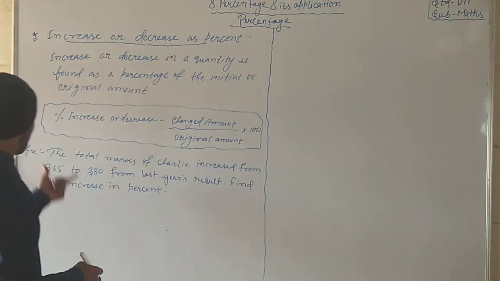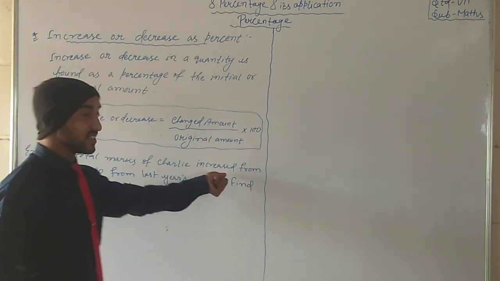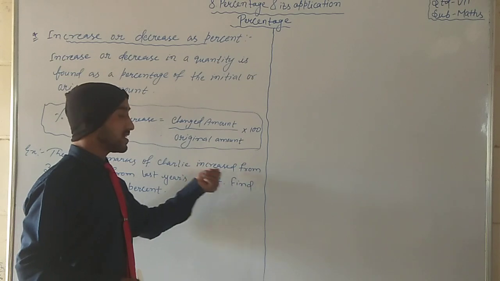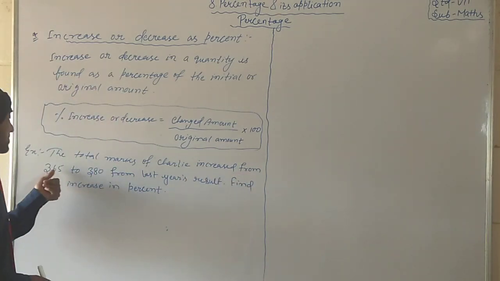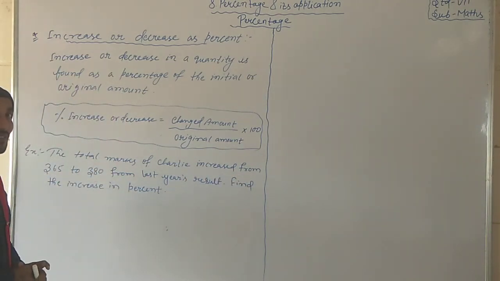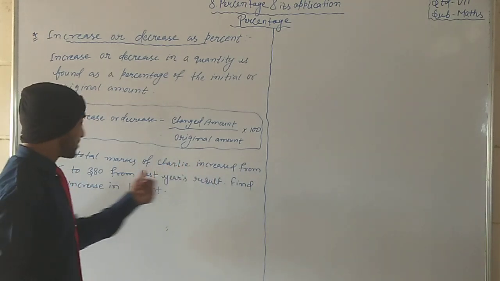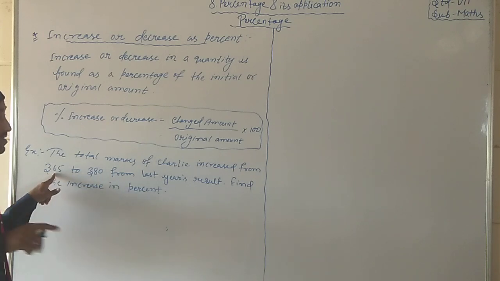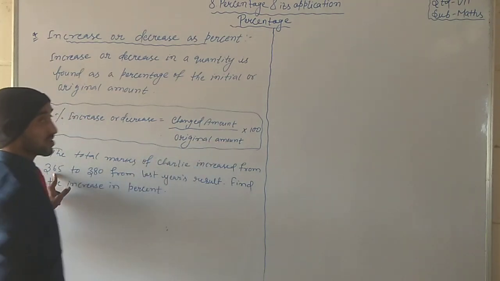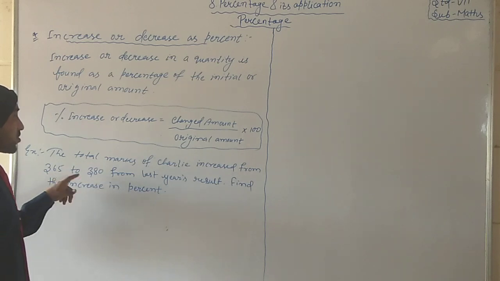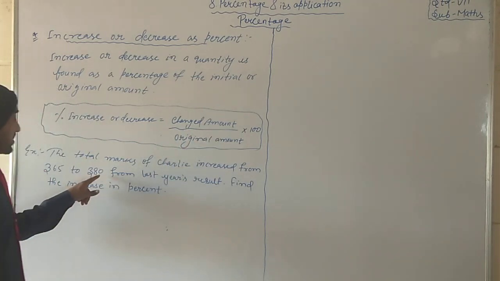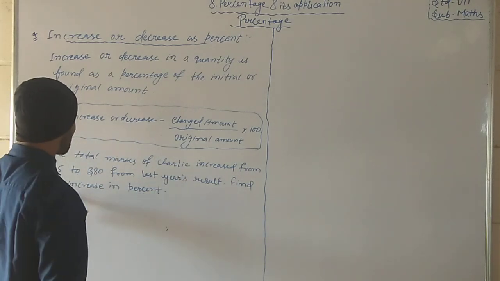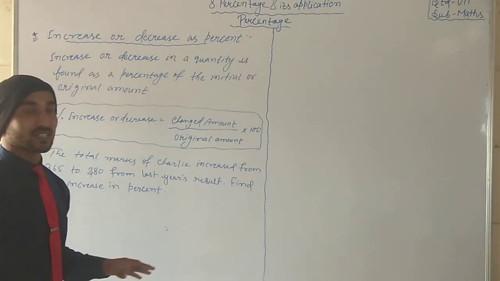The total marks of Charlie are increased from 365 to 380. What happened? It is increasing from 365 to 380. So what is the initial or original amount? The original amount is 365. What is the changed amount? 380 minus 365 will be the changed amount. Find the increasing percentage.